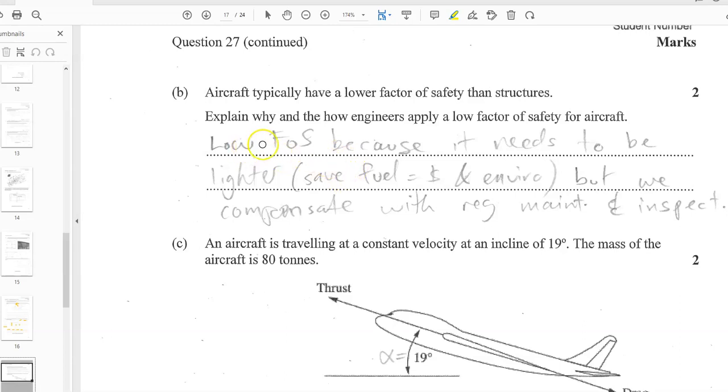Now, low factor of safety because it needs to be light. Why does it need to be light? To save fuel, or because it's better for the environment? Saving fuel means it saves money, or it's better for the environment, right? We compensate this with regular maintenance and inspection. I use this question all the time, right?